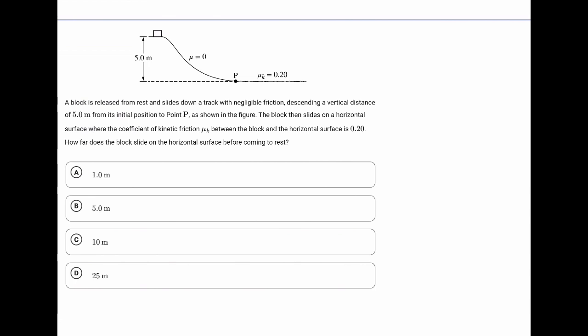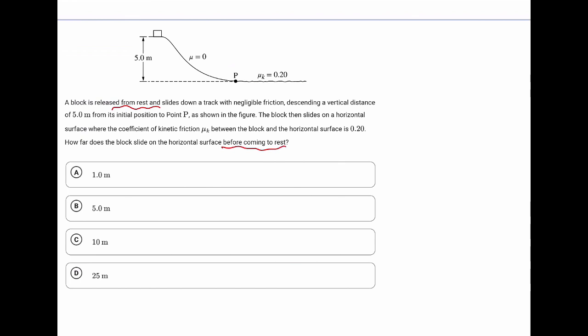Now, what we have is an object that is released from rest, and it slides down for a vertical distance of 5 meters, and later the object reaches point P, the base of the inclined plane, and probably will slide on a surface that has friction, and we need to figure out how far it goes before it comes to rest.